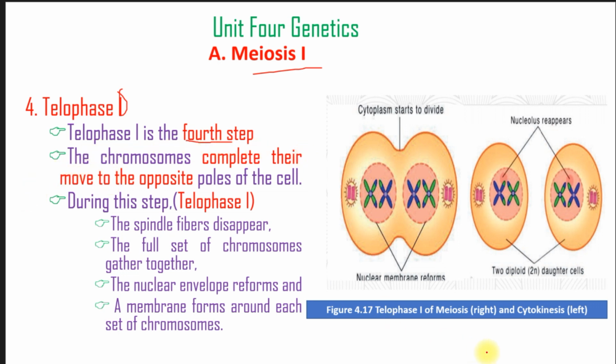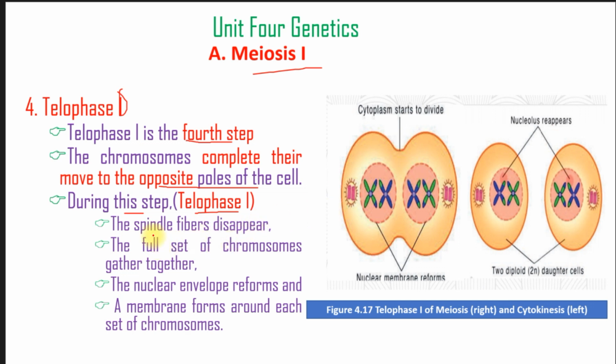The chromosomes complete their move to opposite poles of each cell during this step, telophase I. The spindle fibers disappear.